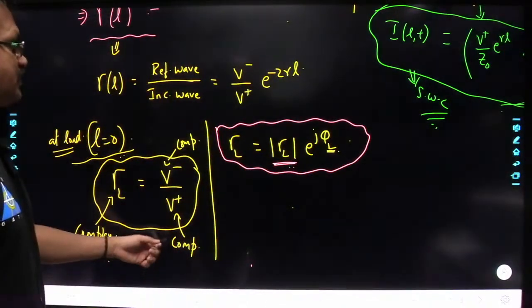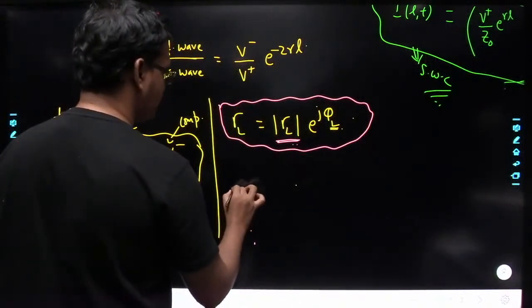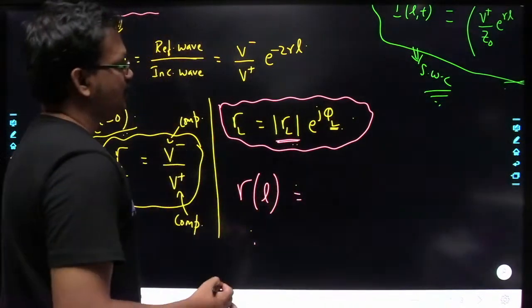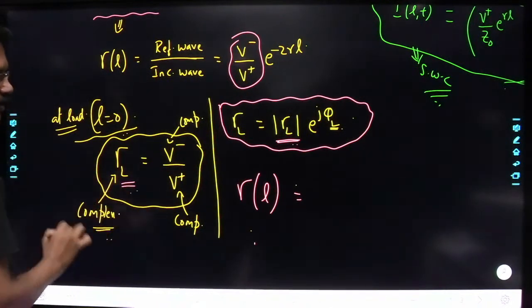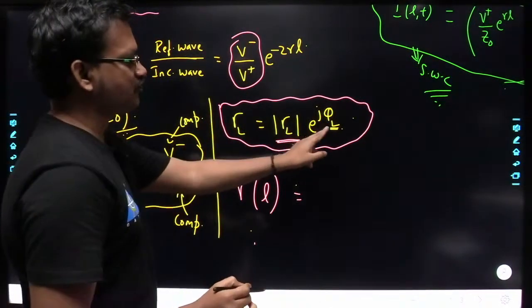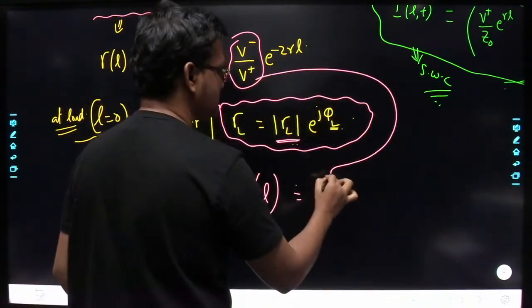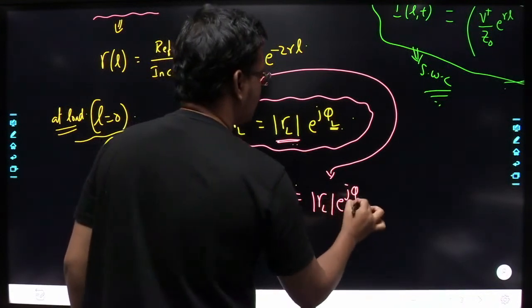So next, by substituting this expression, we are going to get the reflection coefficient on the transmission line, gamma of L, is equal to V minus by V plus, which is nothing but gamma L, where gamma L is the magnitude of gamma L into e power j phi L. So I can represent this as magnitude of gamma L into e power j phi L.